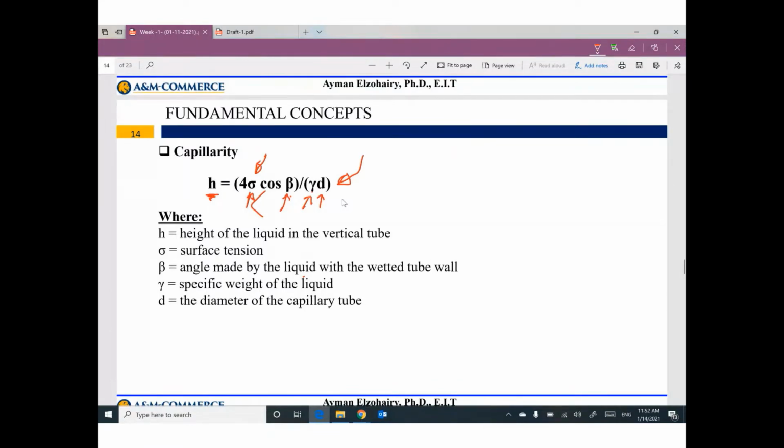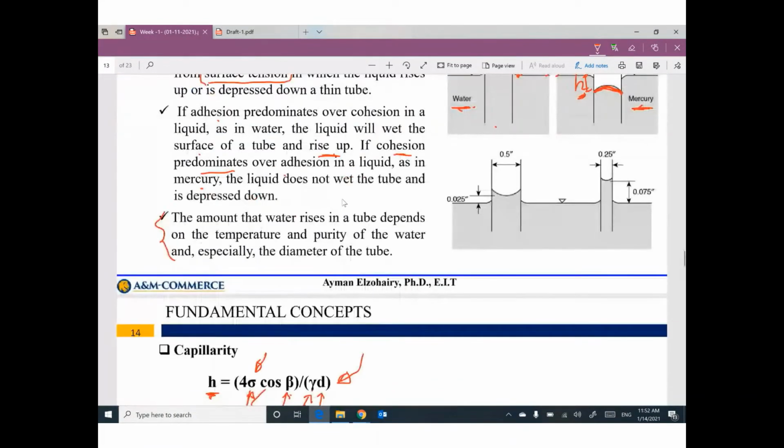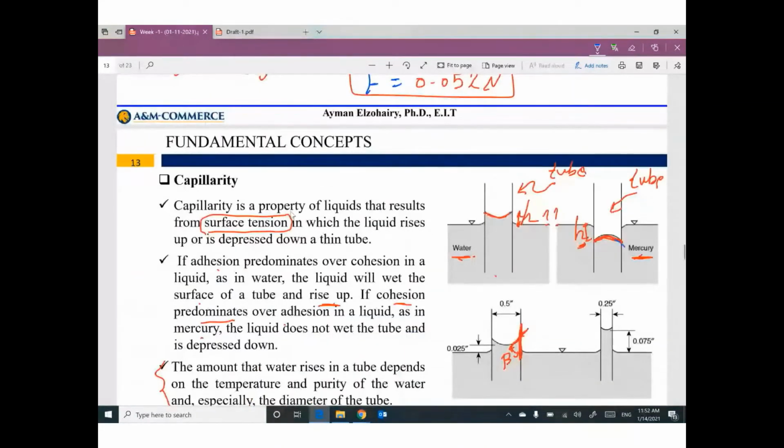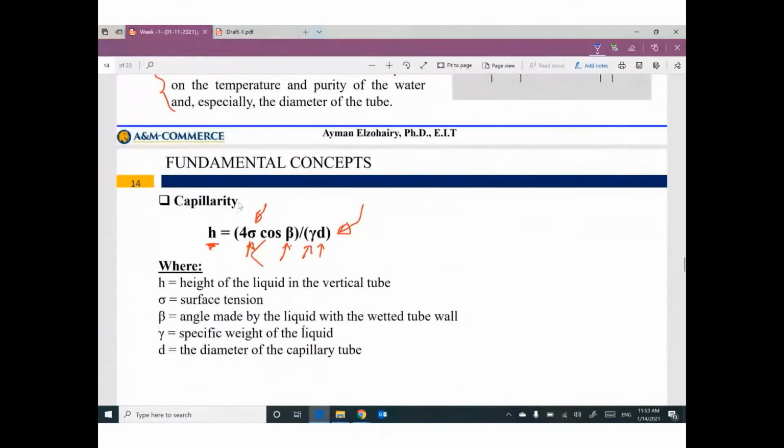By the way, beta is the angle between the surface of the liquid and the wall of the tube. This is the angle beta. Between the surface of the liquid and the wall of the tube, here is the angle beta of the liquid. This is the meaning of the angle made by the liquid with the wetted tube wall.